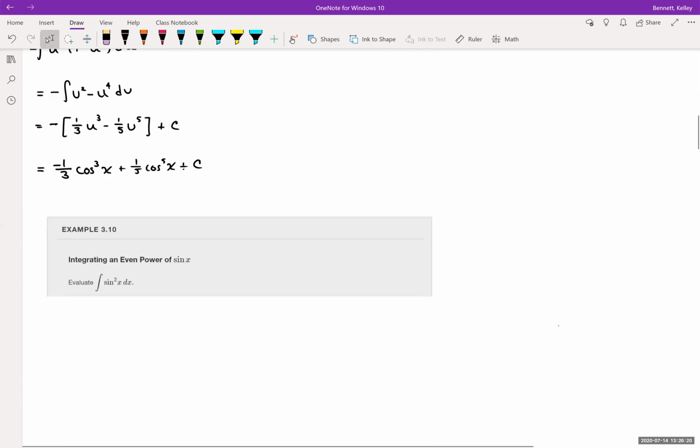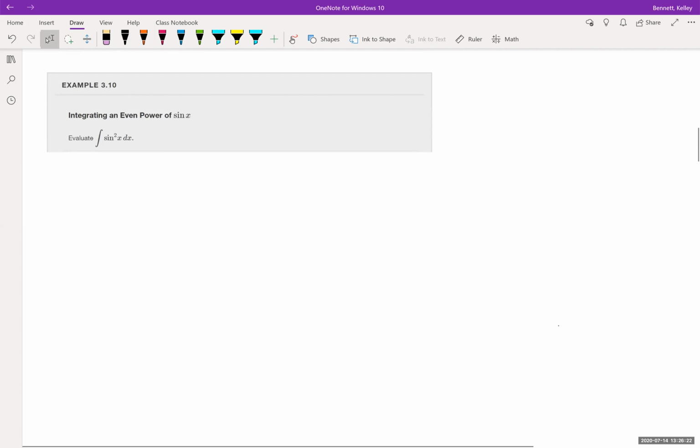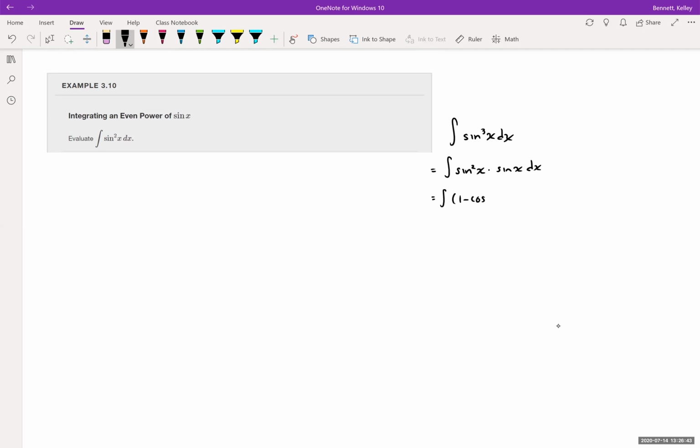Okay. But what if sine isn't an even power? Like we can't just peel off. Say, for example, if I had sine cubed, this would become sine squared x times sine x dx. And then from here, I would get 1 minus cosine squared x sine x dx.